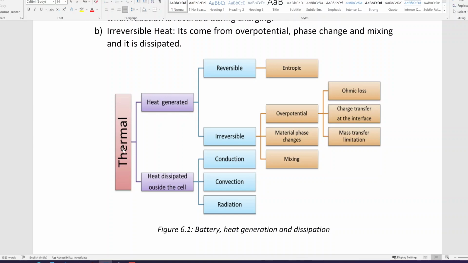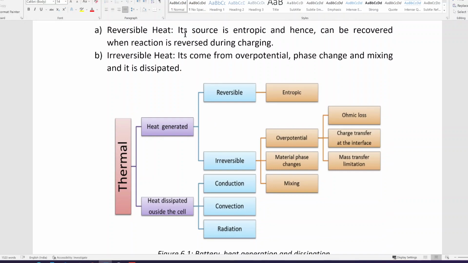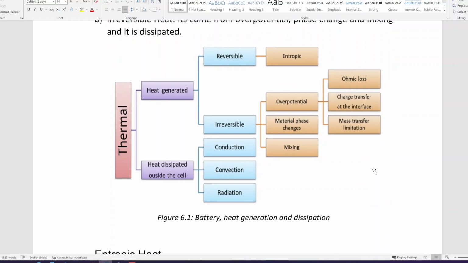For heat dissipation outside the cell, there are three options: conduction, convection, and radiation. Then heat generation has two mechanisms: the reversible one and irreversible. The reversible heat's source is entropic and hence can be recovered when the reaction is reversed during charging. Then there is irreversible heat, which comes from overpotential, phase change, and mixing and dissipating. Also, in overpotential, there are ohmic losses, charge transfer at the interface, and mass transfer limitations.